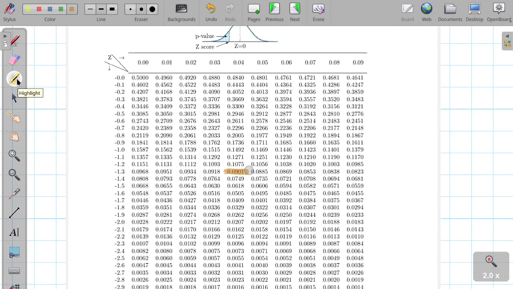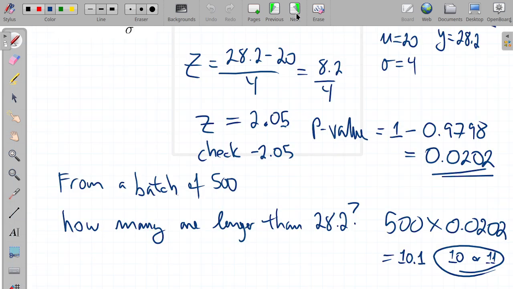So what are we doing? So what row are we on? We are on negative 1.34. So what we're going to do is we've got to go up here, and then we got to go out here. There we go. So our z-score for this one is negative 1.34. Let's go back.